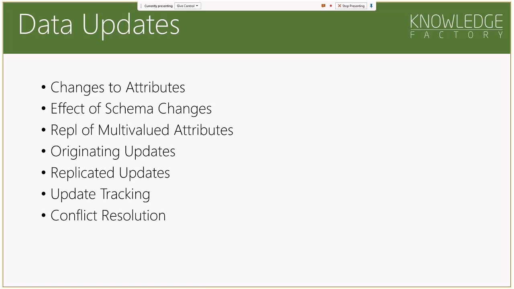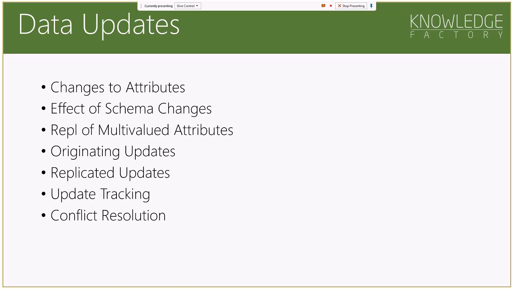Some books and white papers refer to it as direct up-to-dateness vector, but high watermark is what I use and 90% of the world uses. It is the latest originating update to a specific directory partition that has been received from a specific source during the current replication cycle. I will show you this in an animation to make it easier to understand. You also need to know that both of these values specify the invocation ID of the source domain controller.